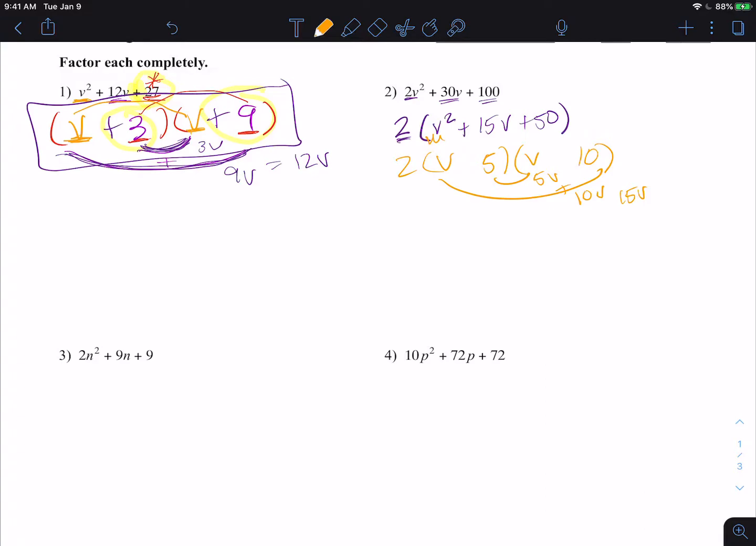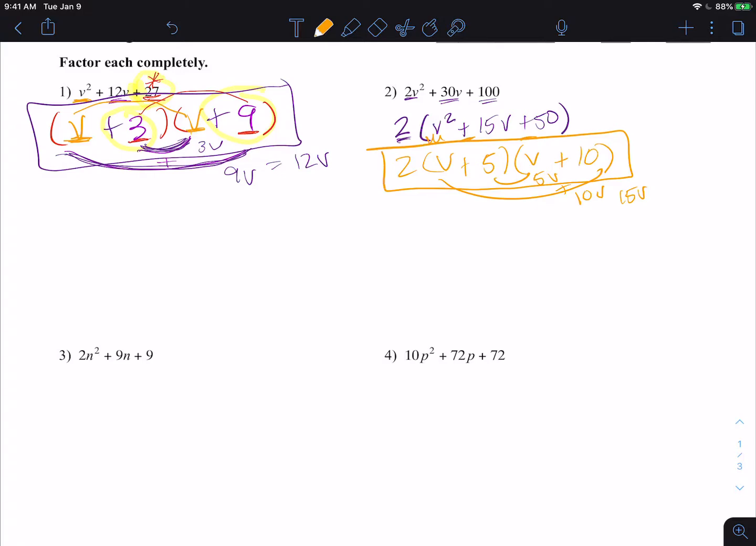So then I again like to check my signs at the end. You can do it before then, but this gives us positive 5, positive 10. That gives me positive 15, which is what the middle sign is, and then 5 times 10 gives me positive 50, which is what the 50 is. So then your full answer is 2v times the quantity v plus 5 times v plus 10. Okay. So that's our next example.